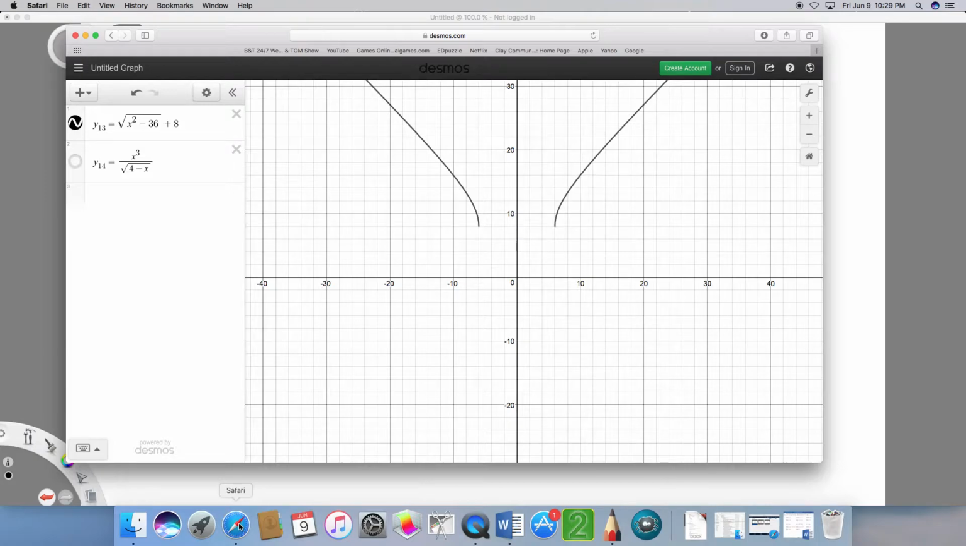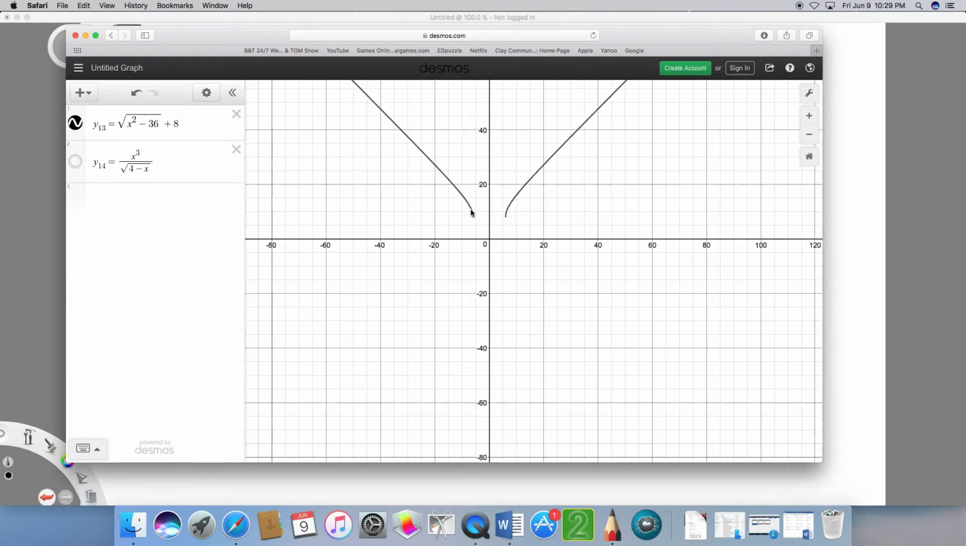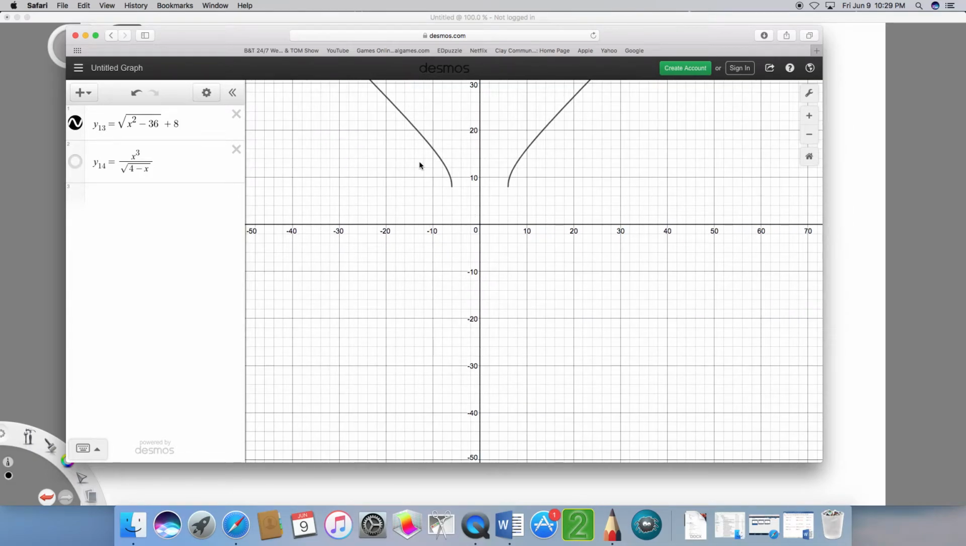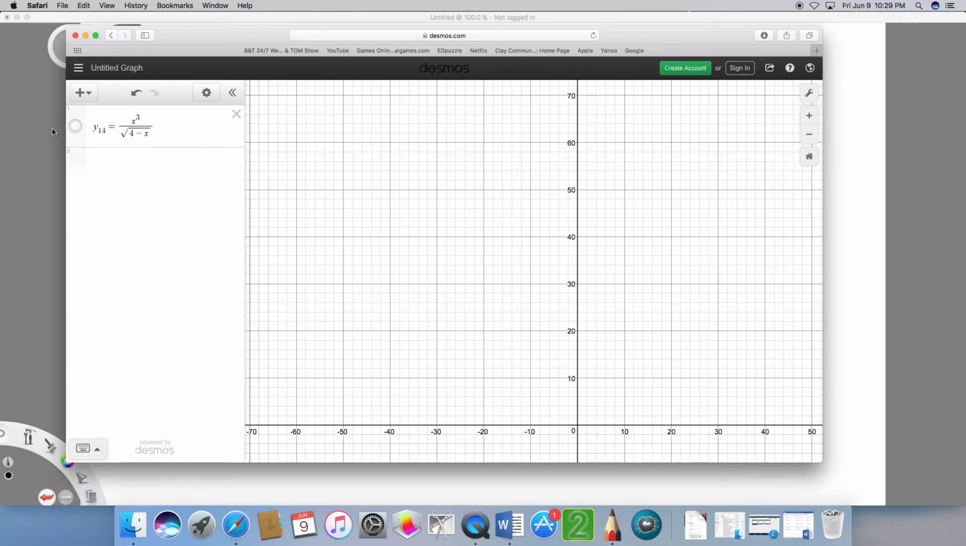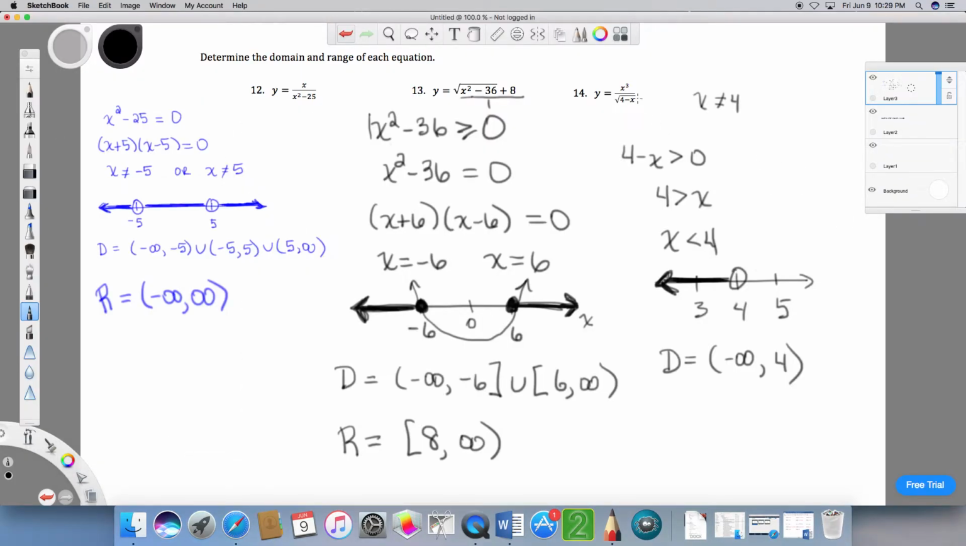You can pick x values such that you get as large a y value as you want. All right, so let's take a look then at this last one, x cubed over the square root of 4 minus x. I'm suspecting that the output is going to be all real numbers, but let's look and see.